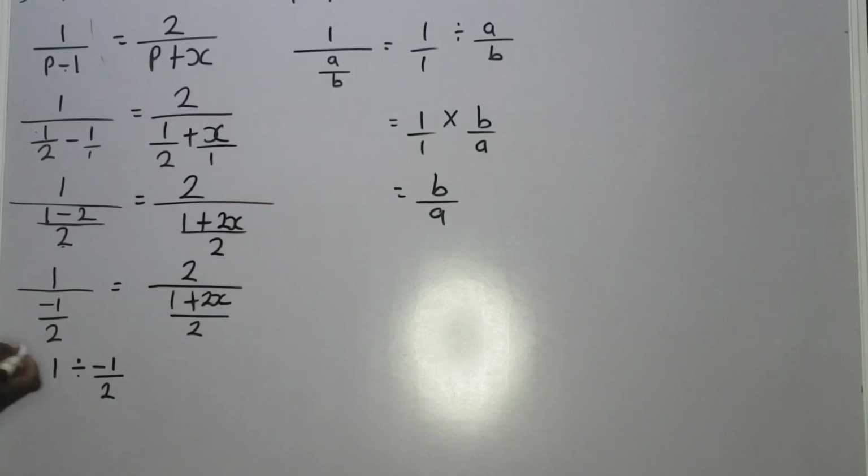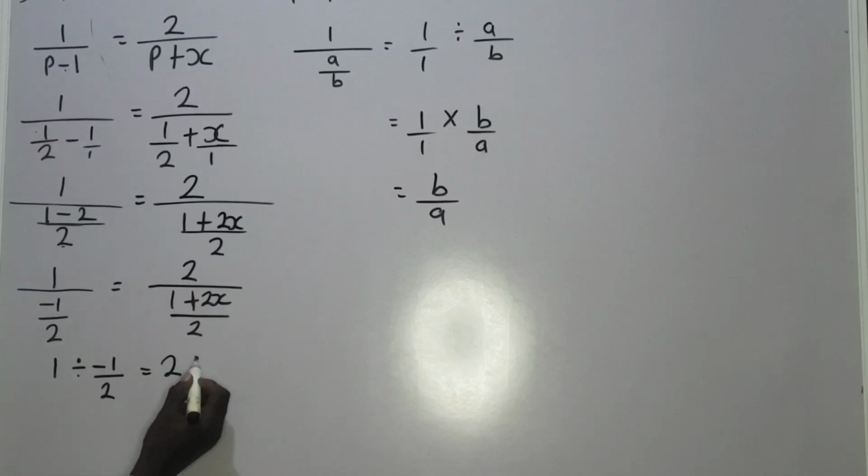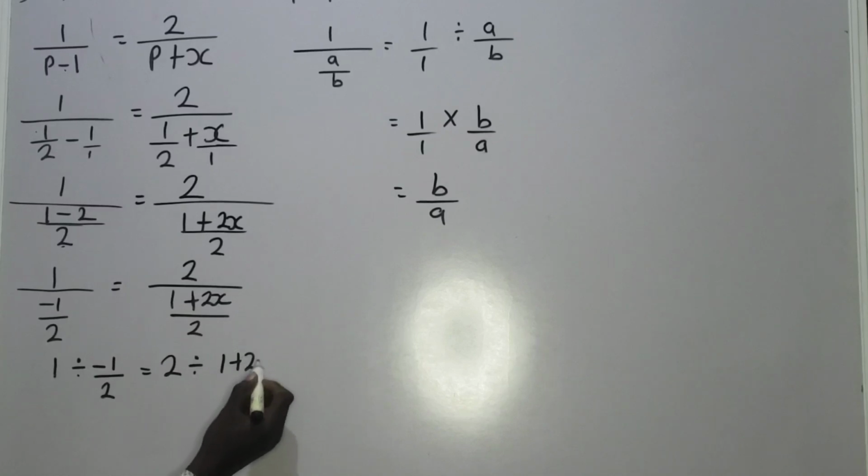Okay, so this divided by negative 1 over 2 is equal to 2, which is this, 2 divided by 1 plus 2x, 1 plus 2x all over 2. Do you understand? Okay, now we are still going to use the same approach. We are still going to make use of the same approach. We are going to change the division sign to multiplication sign.